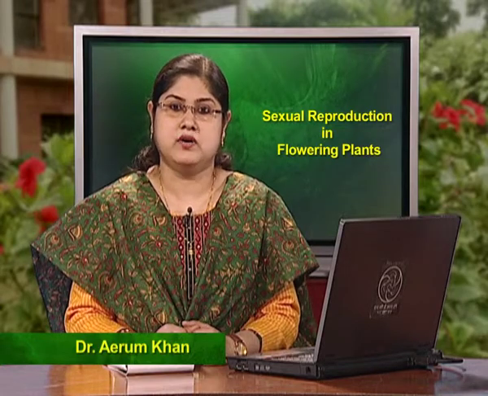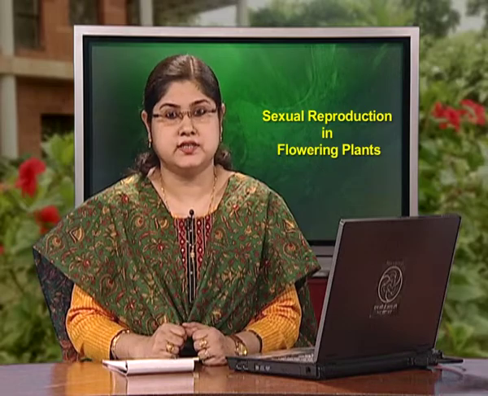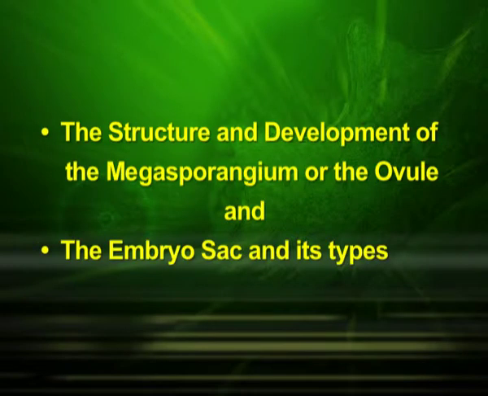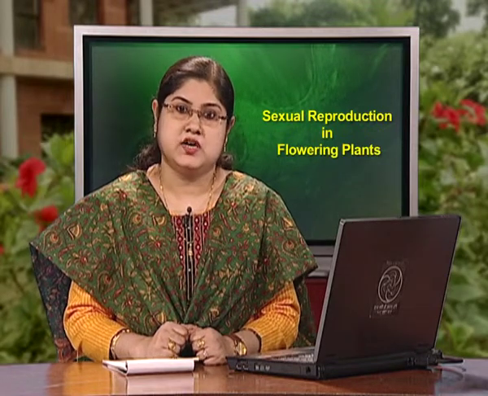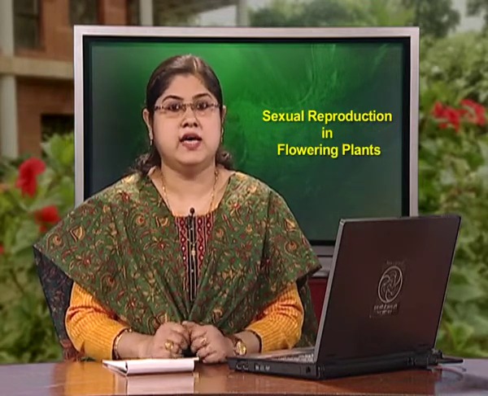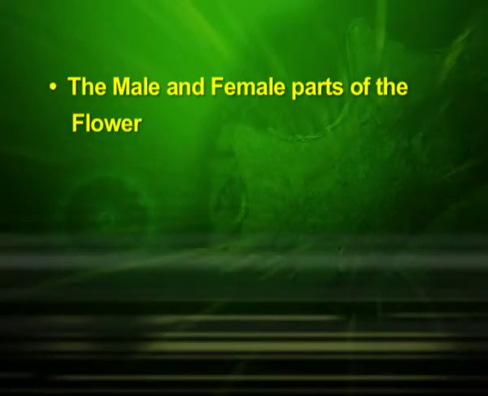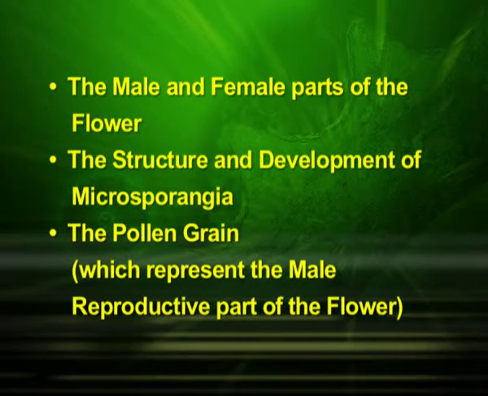In the second part of the topic of sexual reproduction in flowering plants under the unit reproduction, we will cover the structure and development of the megasporangium or the ovule and the embryo sac along with its types. In the first part of this chapter, we have already discussed the flower as a reproductive structure of angiosperms, the male and female parts of the flower, the structure and development of microsporangia and the pollen grain, which represent the male reproductive part of the flower.